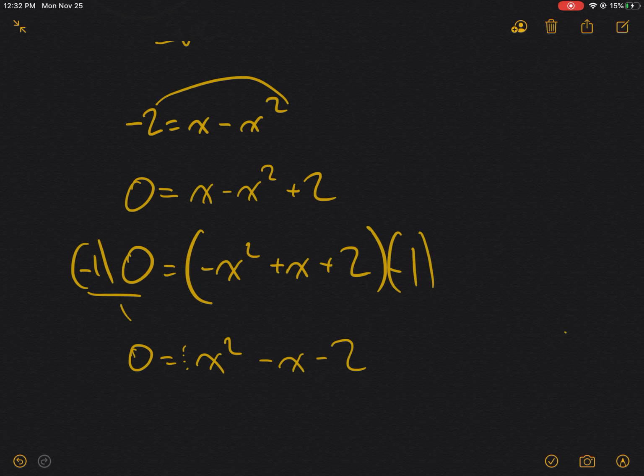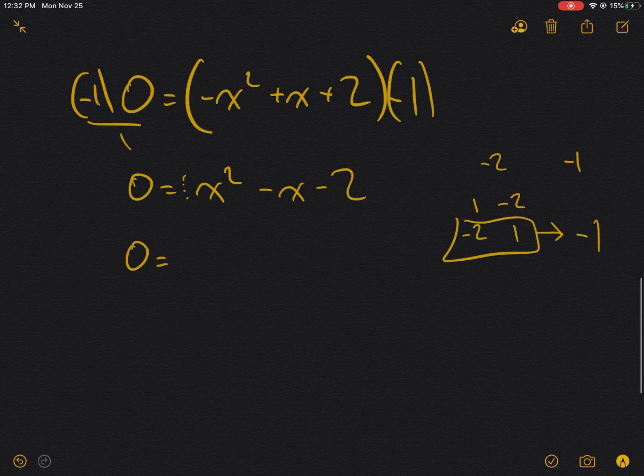And we ask ourselves what 2 numbers multiply to minus 2 and add to minus 1. Well, only 2 possibilities: 1 and minus 2, minus 2 and 1. Which one gives minus 1? Well, that's easy. That one. Minus 2 plus 1. So actually this becomes, right? And we take these 2 values, minus 2 and plus 1.